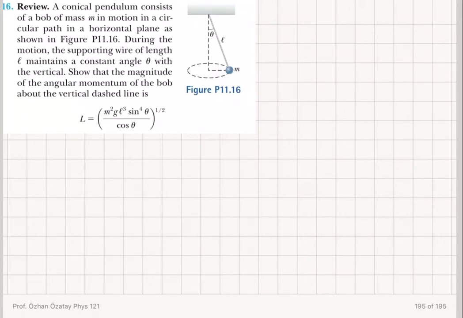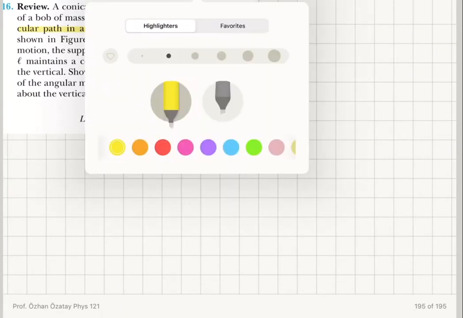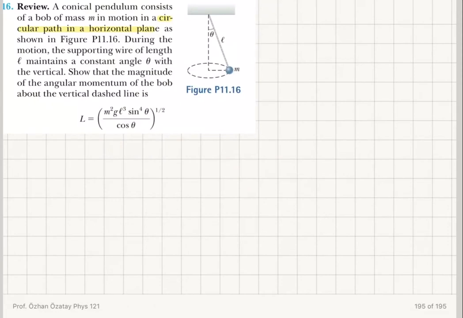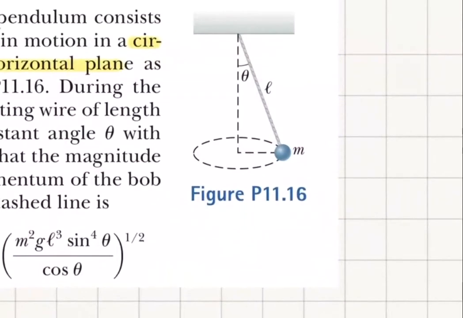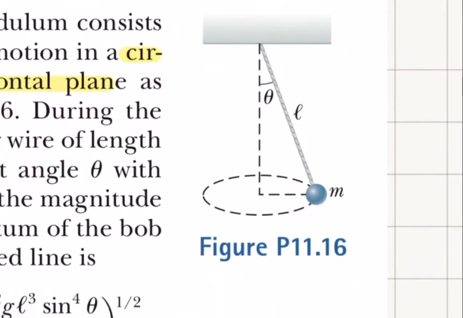Okay, so let's look at another example for angular momentum. A conical pendulum consists of a bob of mass m in motion in a circular path. So we have a circular path in a horizontal plane, as shown in the figure. During the motion, the supporting wire of length L maintains a constant angle theta with the vertical. Show that the magnitude of the angular momentum of the bob about the vertical dash line is given by this expression.